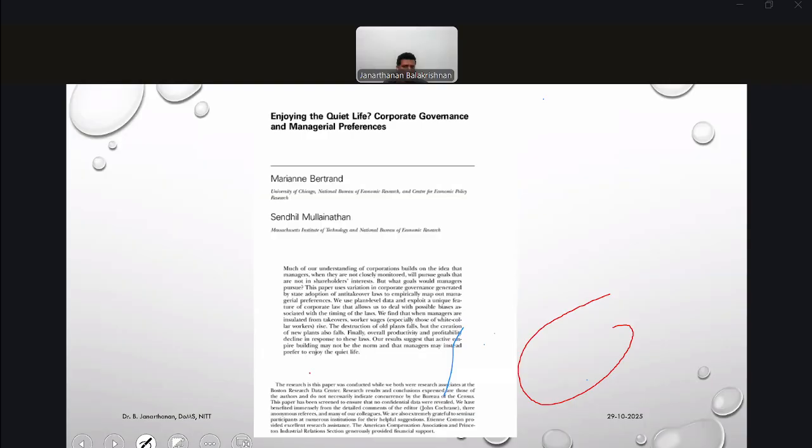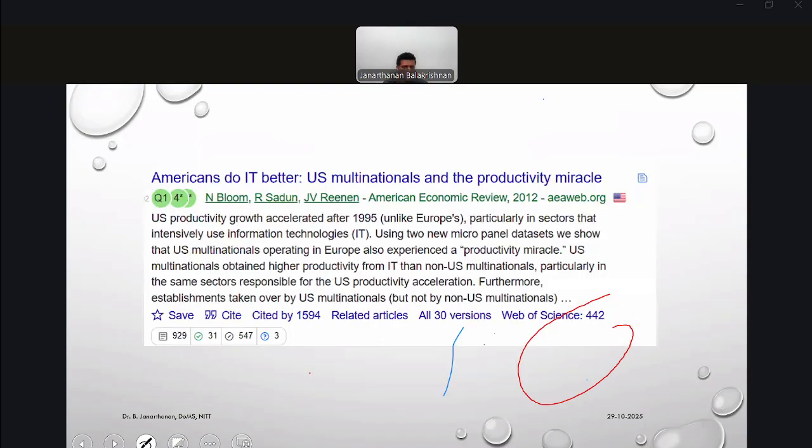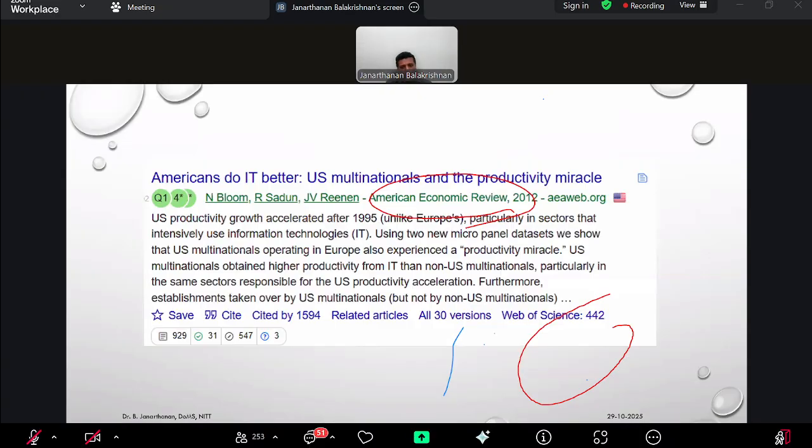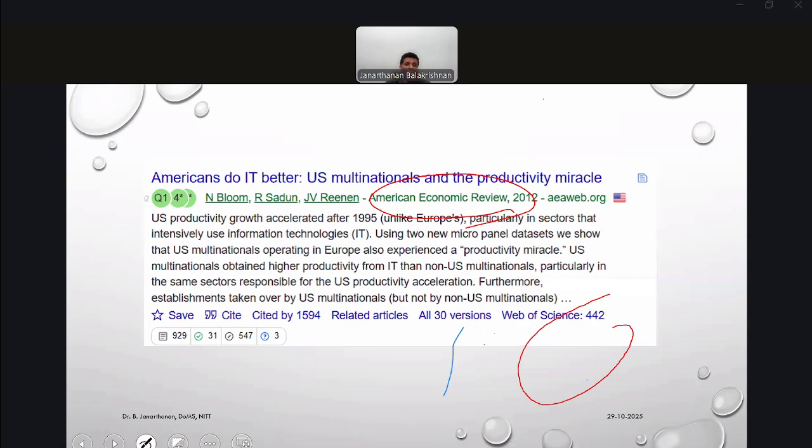This is a very good paper that they ran based on secondary data. And this is also a 4-star paper, American Economic Review. See, you have to believe one thing: even the Nobel Prizes given to economists, they haven't used primary data. They have mostly used secondary data. So secondary data is that much valuable compared to primary data. But unfortunately, we don't know how to use secondary data. That is a bigger threat that we have in our research culture.